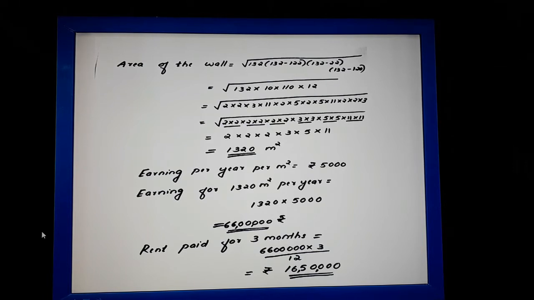So we get there, earnings per year per meter square is rupees 5,000. Earnings for 1,320 meter square per year, that is the area of one wall, that is one triangle. And earning for that much area you are getting as 66 lakh. Now we are asked to find the rent paid for 3 months. So first find the rent paid for 1 month, that is by dividing by 12, then for 3 months, that is multiplying with 3. You get the answer as 16,50,000.